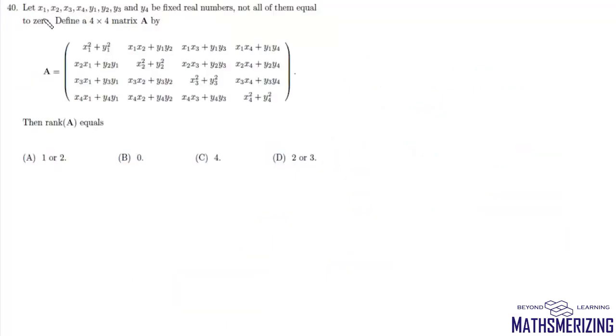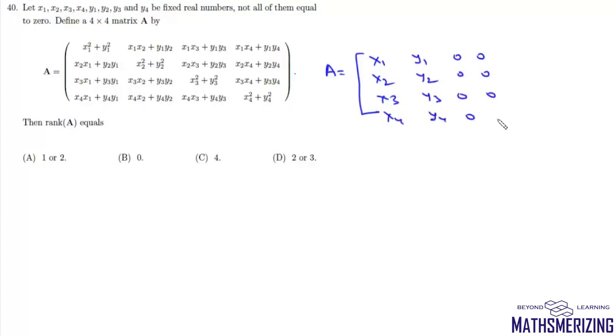Now question number 40 is, let x1, x2, x3, x4 and y1, y2, y3 and y4 be fixed real numbers, not all of them equal to 0. Then define a 4 cross 4 matrix A this way. Now we can actually write this matrix A as a product of two matrices. We can write this as x1, y1, 0, 0, x2, y2, 0, 0, x3, y3, 0, 0, and x4, y4, 0, 0, and multiplied with x1, y1, 0, 0, x2, y2, 0, 0, x3, y3, 0, 0, and x4, y4, 0, 0.